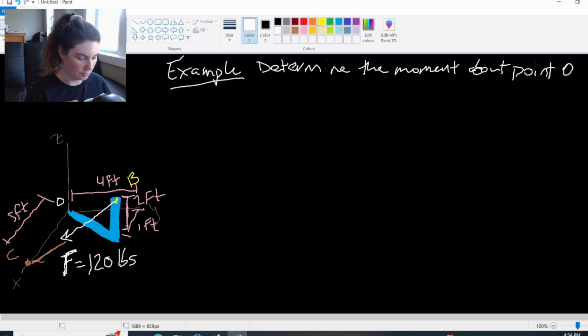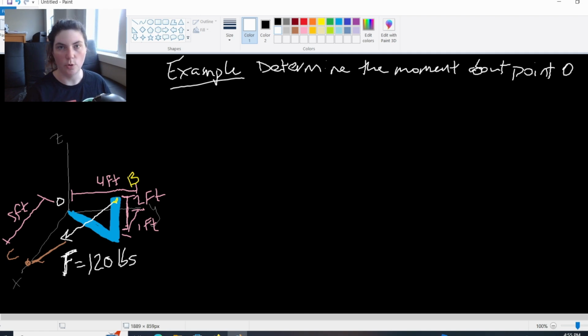Here we've got this pipe with a force coming off of it of 120 pounds that follows along this brown rope that's connected to the wall at point C. So the blue thing is some pipe we have sticking out of the wall, and then there's a rope connecting the end of the pipe at point B to the wall at point C.